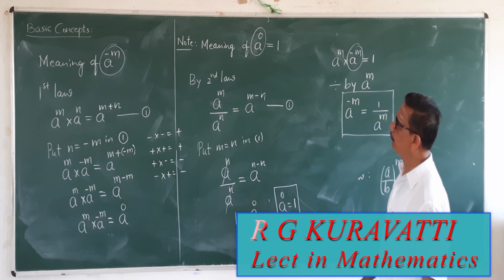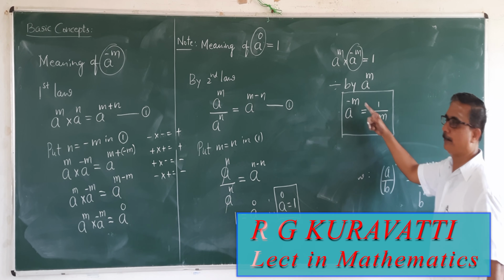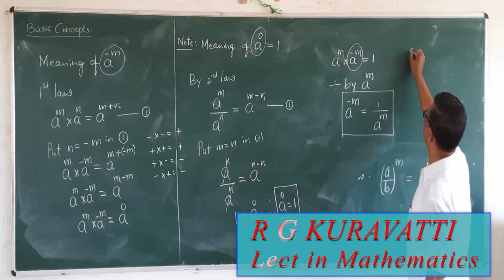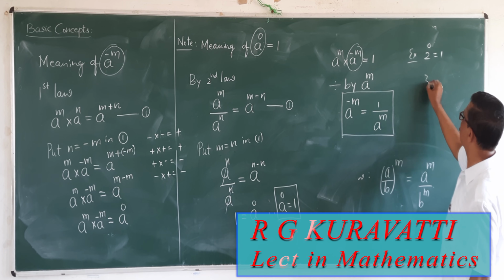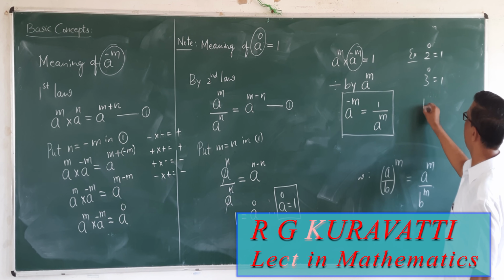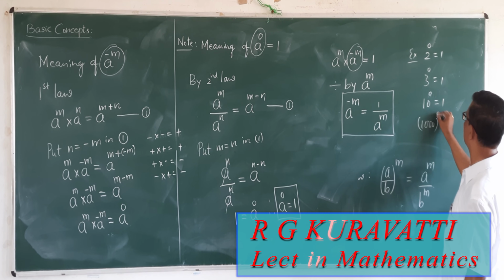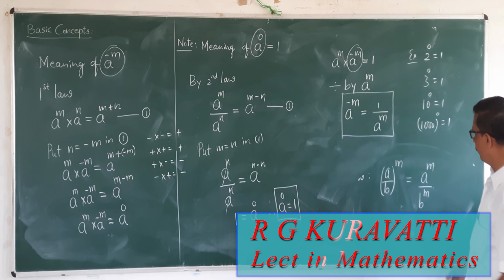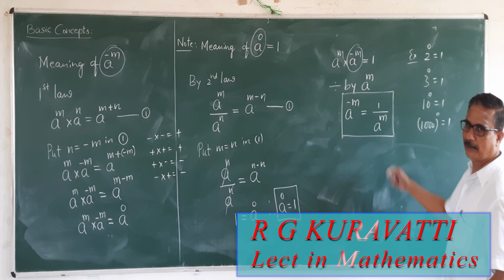Remember, meaning of a power 0 is 1. Meaning of a power minus m is equal to 1 by a power m. For example, meaning of 2 power 0 is 1, 3 power 0 is 1, 10 power 0 is 1, 1000 to the power of 0 is 1. Meaning of any number to the power of 0 becomes 1. Similarly, meaning of a power minus m is 1 by a power m.